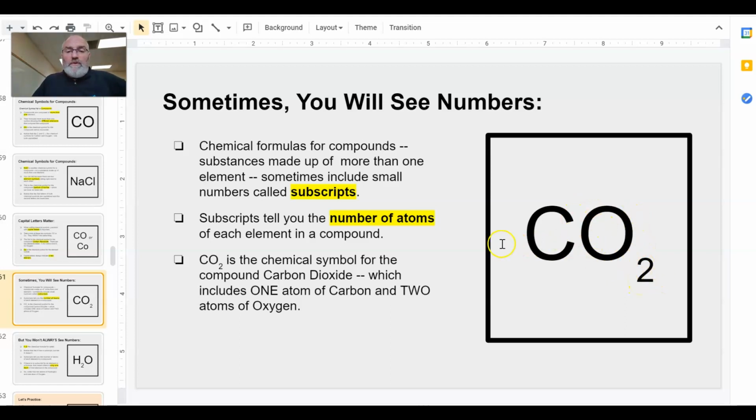And by the way, we call this carbon dioxide. You probably have seen that before. It includes one atom of carbon, and we know it's one atom of carbon because there's no subscript here. And it includes two atoms of oxygen. Okay, and we know that because we've got the subscript 2 after the chemical symbol for oxygen.